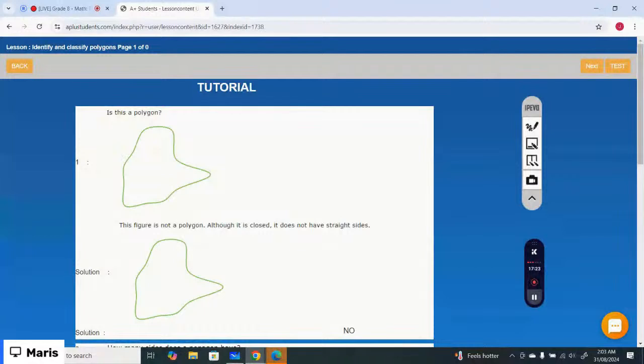Is this a polygon? So no, this is not a polygon, right? It is a closed shape, but it does not have straight lines. So that means this isn't a polygon. For a polygon, it must be a closed shape and it must have straight lines, right?